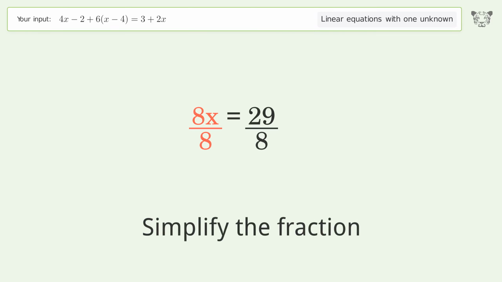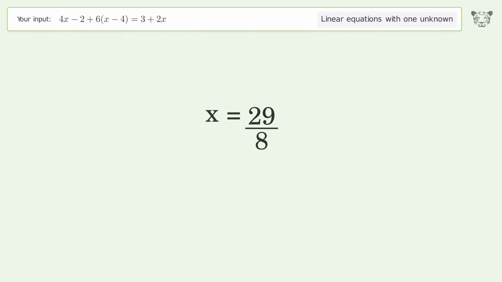Simplify the fraction. And so the final result is x equals 29/8.